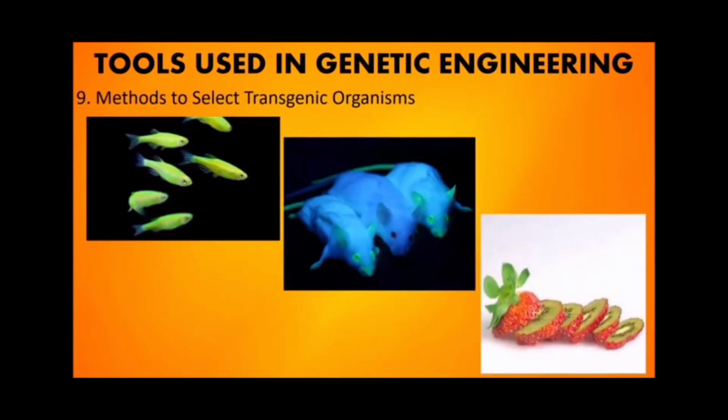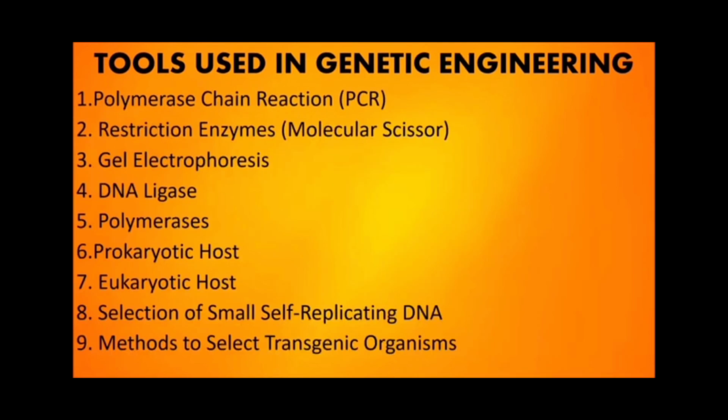The last tool used in genetic engineering is the methods to select transgenic organisms. So the main tools here are the transgenic organisms to be used. We have to choose what type of transgenic organisms to be used depending on the procedure that we will be doing. Let us recall them again.